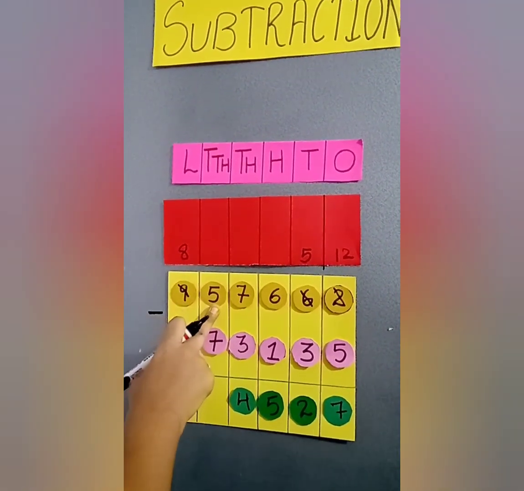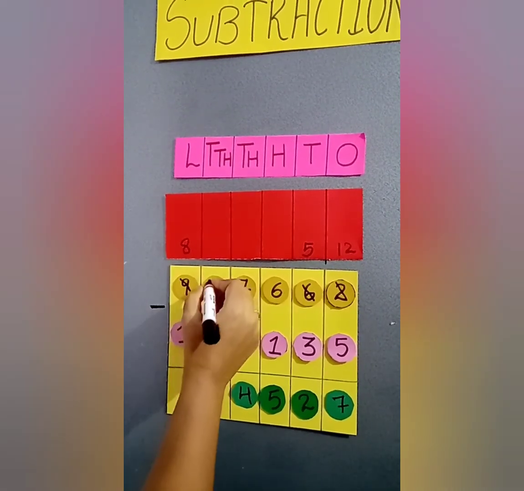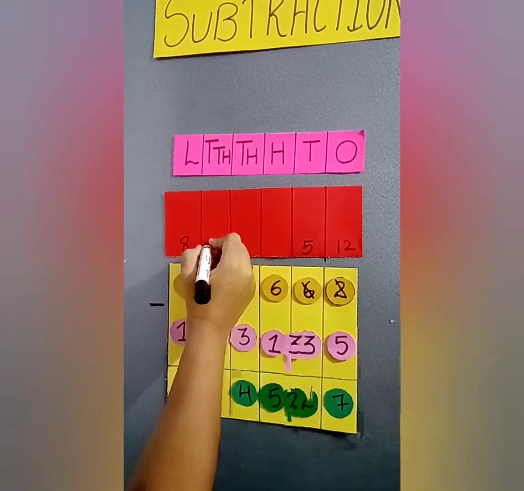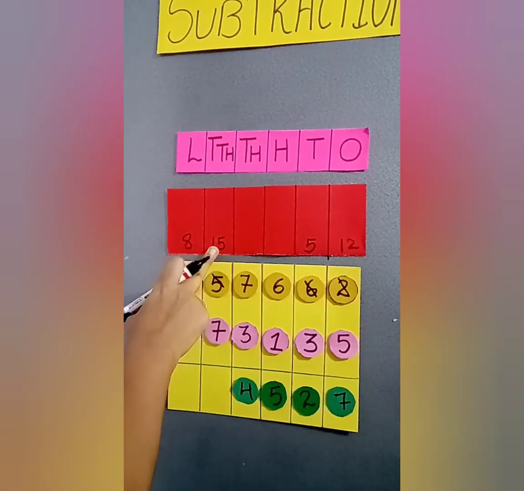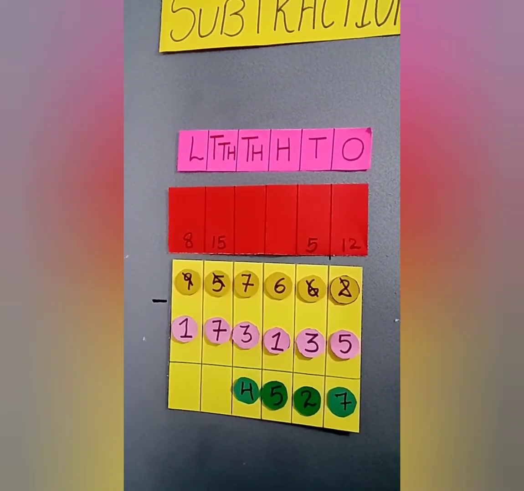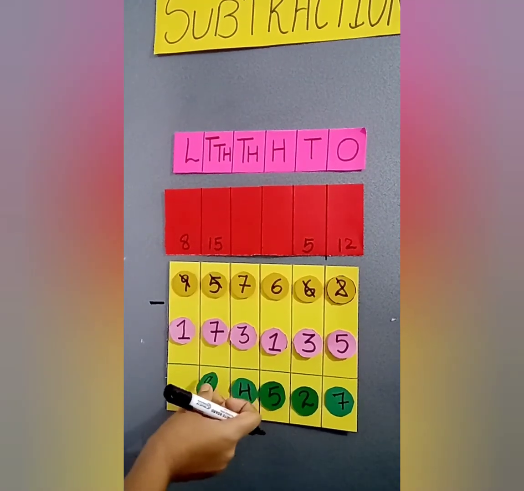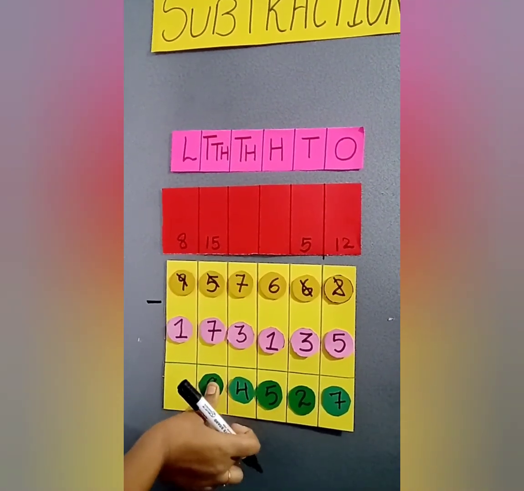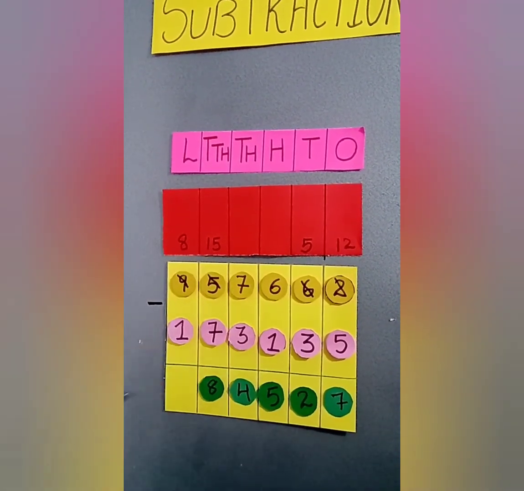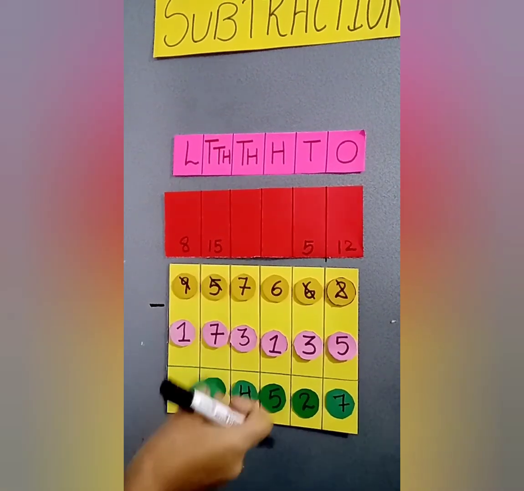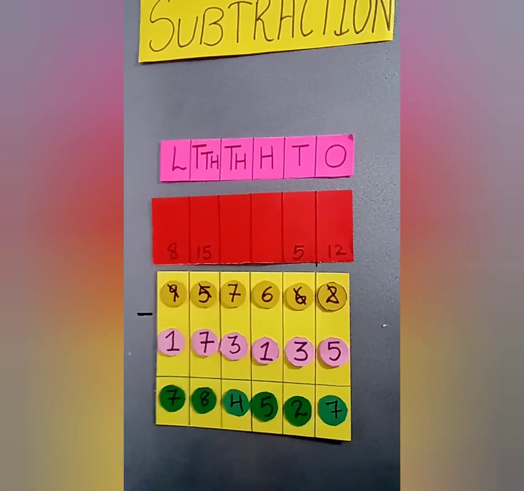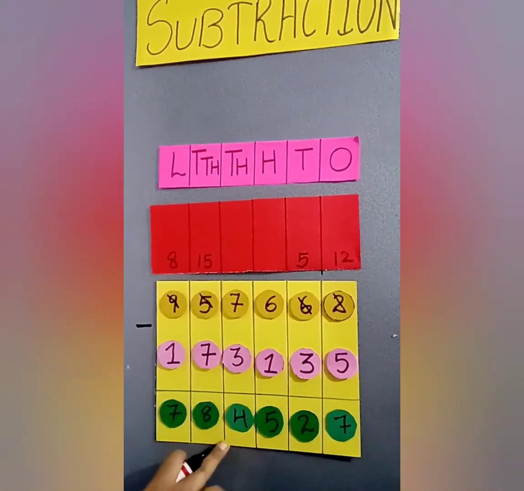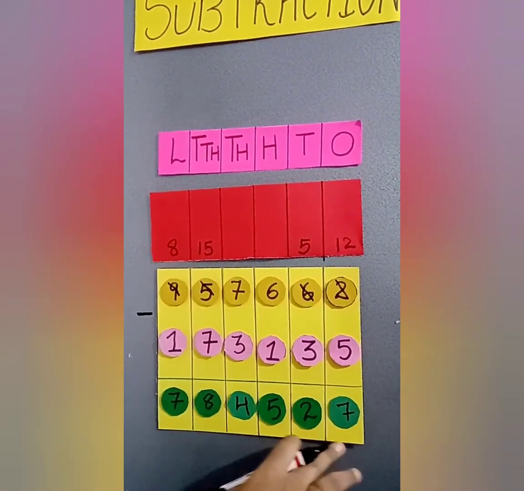Yes. Now we have taken 1 lakh. So here we have 15,000. So we'll write 15,000. Now 15 minus 7. What is left? 8. Okay. Now 8 and 1. 8 minus 1. We have 7. Okay. So our difference is 7,84,527.